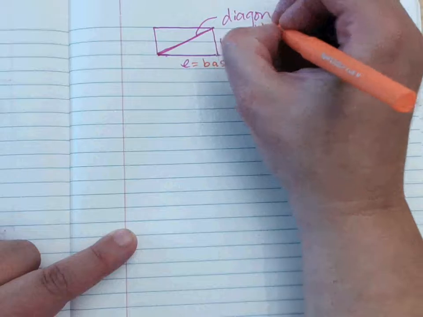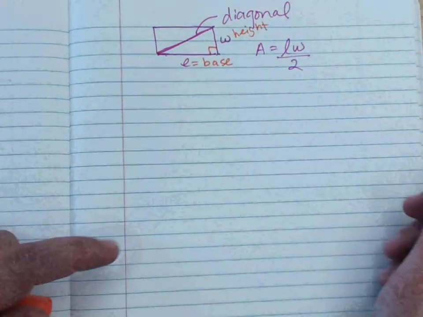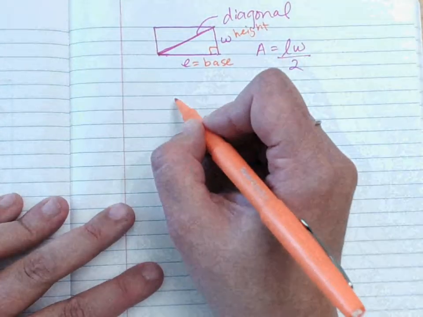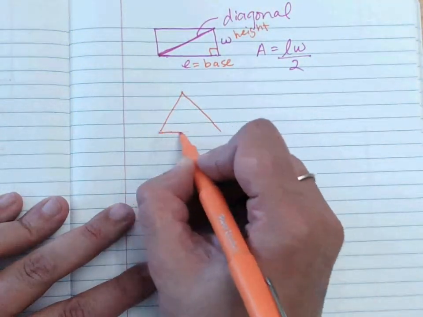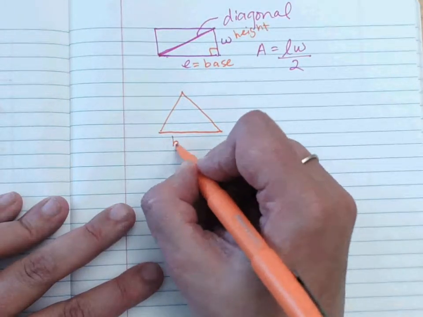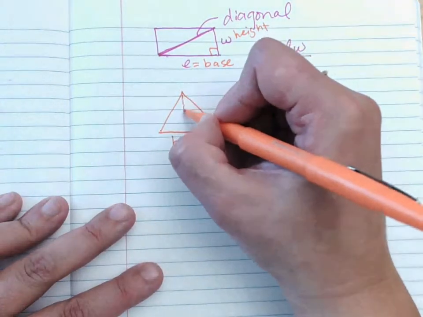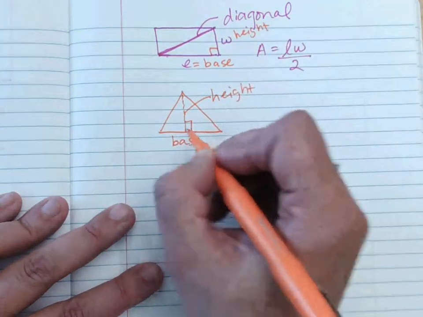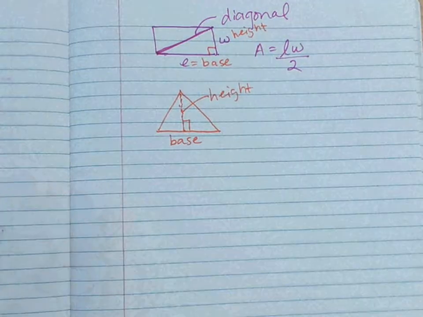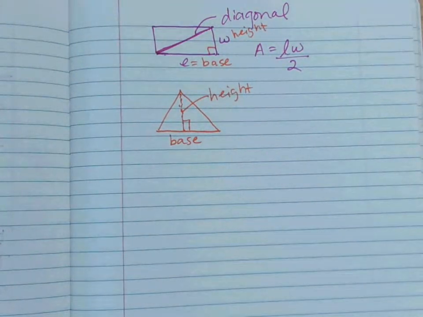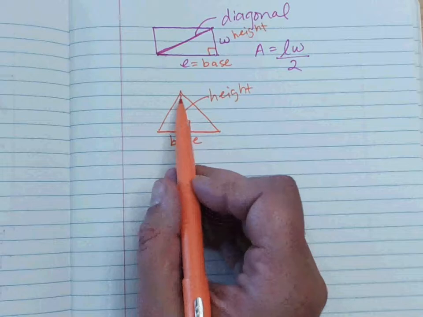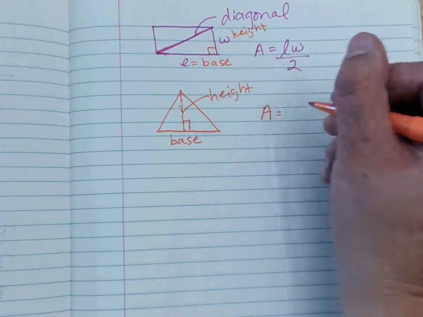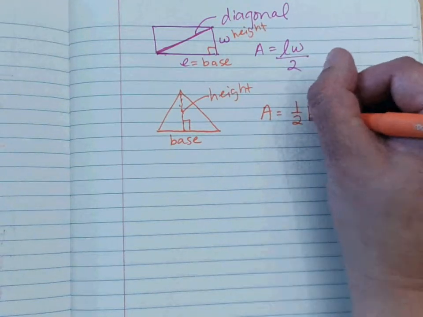here the height. And that's because we have to form a 90-degree angle. Remember, not all triangles have a 90-degree angle. If I draw an equilateral triangle, here's my base, but my height has to be at a 90-degree angle. So the height is actually not a dimension of the actual triangle. It goes from the base at a 90-degree angle to the top of the triangle. So the area of a triangle is 1/2 base times height.